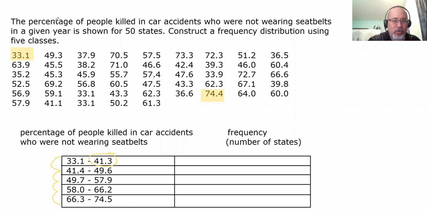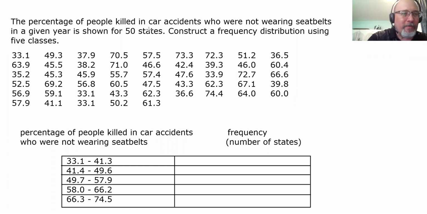And our upper limits were 1 decimal place less than the following lower limit. All right, so our classes are built. The hard part is over. Now all we have to do is count how many values fall in each frequency. Now this can be a little bit cumbersome because there's a lot of data to filter, but it's just counting and being observant. All right, so now we are looking for the number of data points that are between 33.1 and 41.3 inclusive.